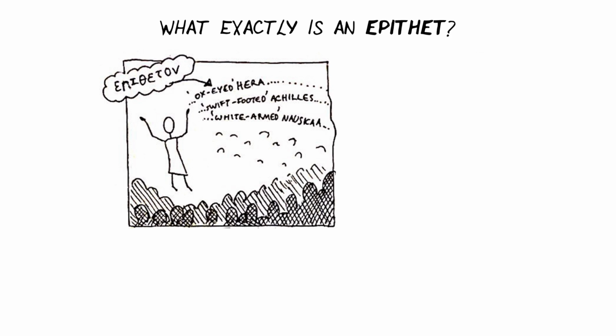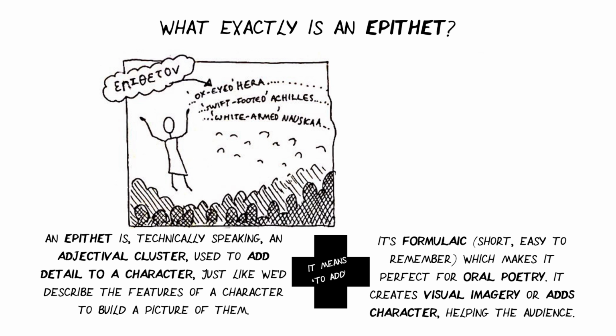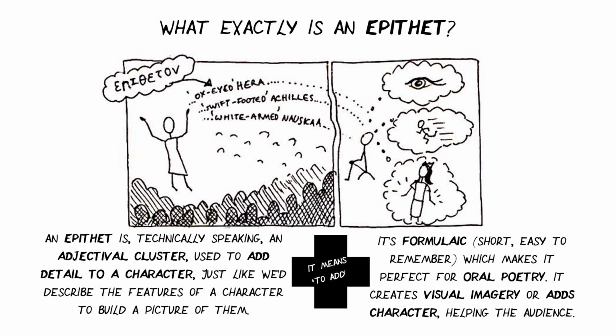Hello, my lovely students, and today I'm going to explain to you what exactly is an epithet. Epitheton. An epithet is, technically speaking, an adjectival cluster, a group of adjectives, used to add detail to a character, just like we describe the features of a character to build a picture of them. It means to add. It's formulaic, short and easy to remember, which makes it perfect for oral poetry. It creates visual imagery or adds character, helping the audience to visualize what the poet is saying.